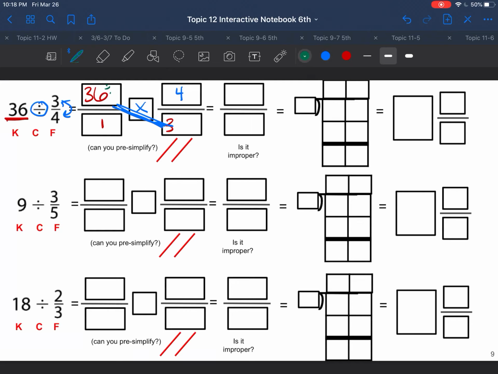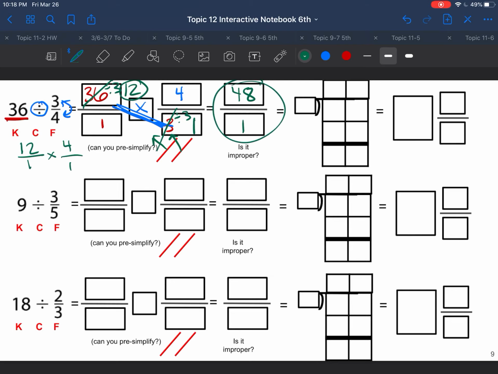So 36 divided by 3, we can drag one of those lines. That becomes 12. Okay, I can circle that. It's now 12. 3 divided by 3, I could drag one of those lines, cross out the 3. 3 divided by 3 is 1. So our new problem just became 12 over 1 times 4 over 1, which is really easy to do in our head. 12 times 4 is 48. 1 times 1 is 1.